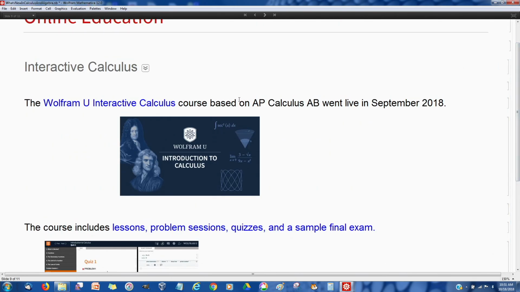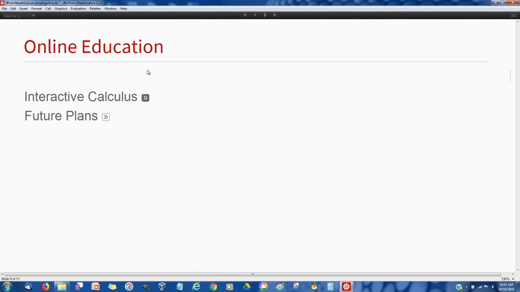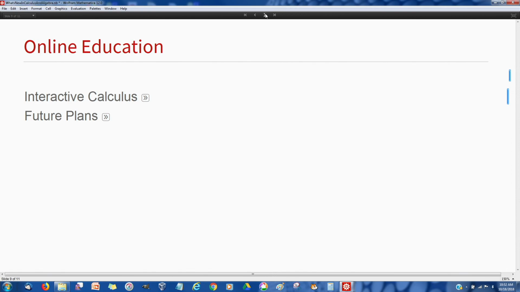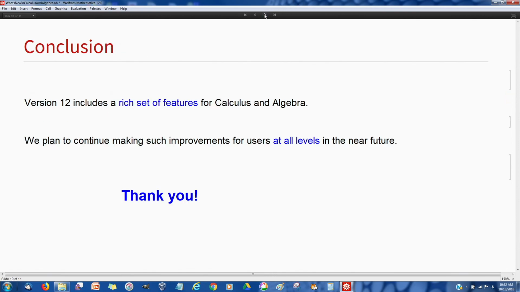So finally, where are we headed in future? Well, we want to go into linear algebra and talk about a course for linear algebra. We finished solving one book. We want to do more, and we have a workshop this afternoon which will discuss that in more detail. But basically my point is that calculus and algebra are in very good shape. We've got plenty of stuff in version 12. We'll have much more coming up later on for pre-calculus, college calculus, algebra, advanced, etc. We're going to keep going, so thank you very much.